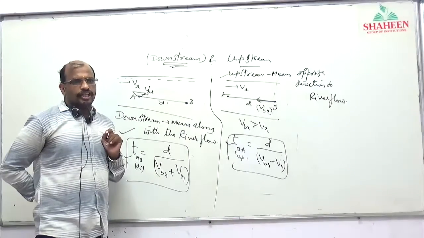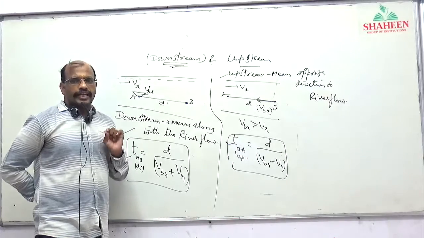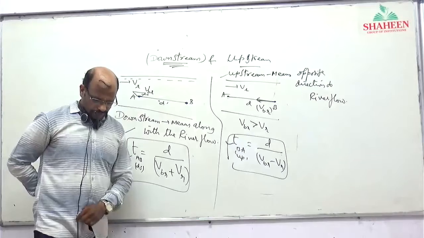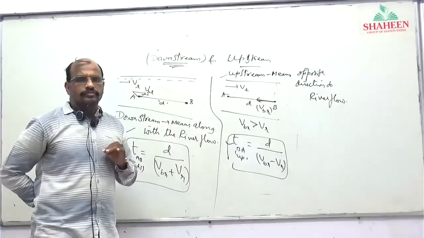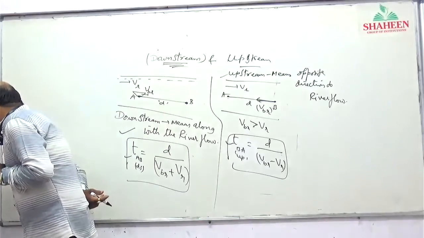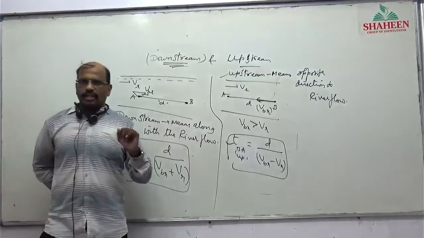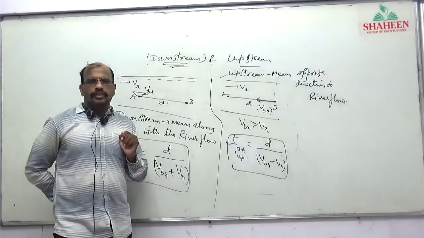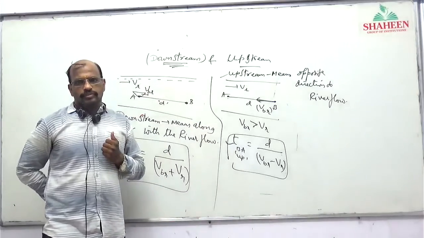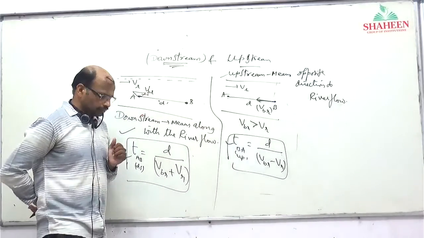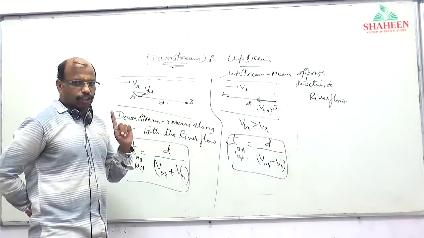If the direction of boat with respect to river is along the direction of river flow, then it is said to be downstream. First point. Then it is said to be downstream.